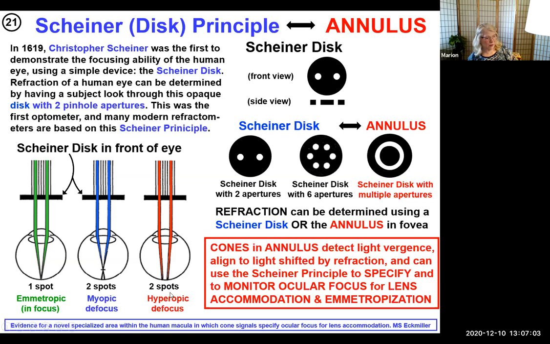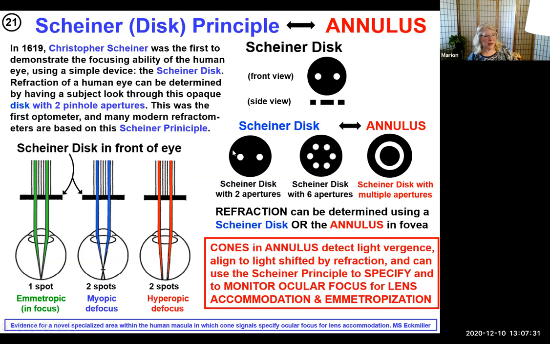And if the eye is hyperopic, 2 spots will be formed, but the light will not have been crossing itself, or the light coming through each of these little apertures. So you can figure out from this whether an eye is myopic or hyperopic, and at what focal level you can make it emmetropic by putting a lens in front of the eye.